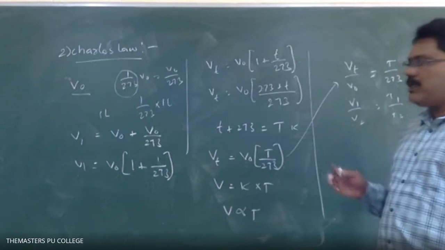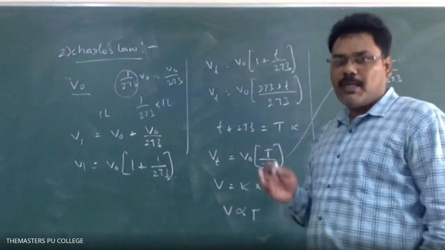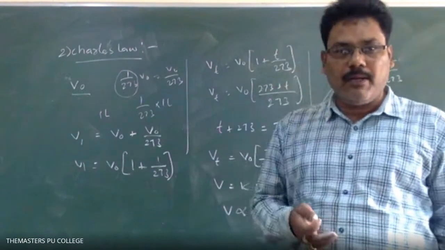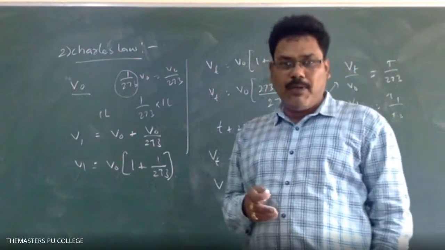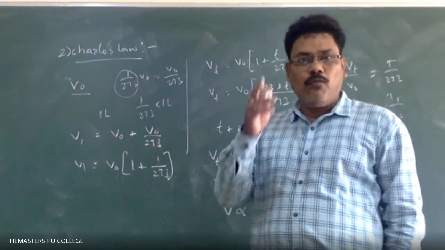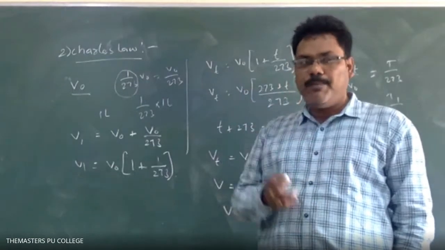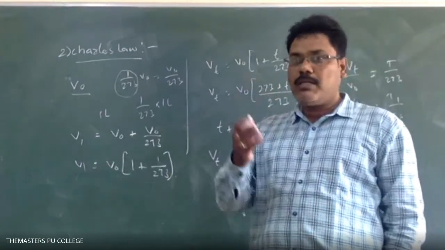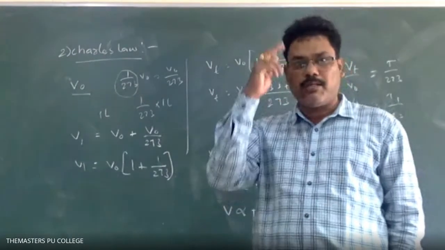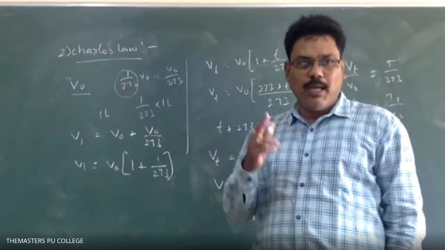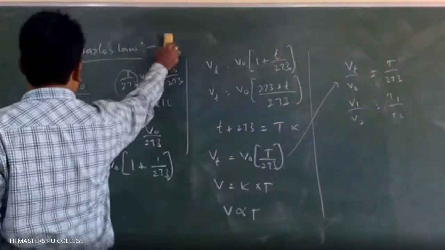Now let's see some graphs. For Charles law also, some curves can be obtained at different constant pressures. The curves obtained between volume versus temperature at different constant pressures are known as the isobars. So how to draw the graphs?